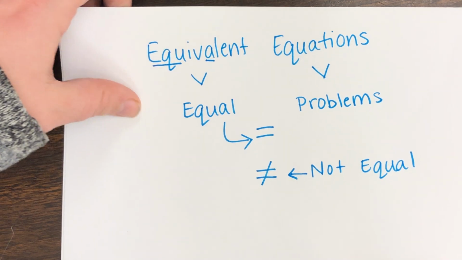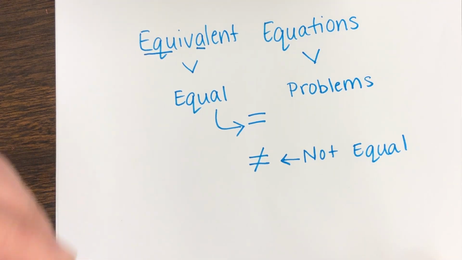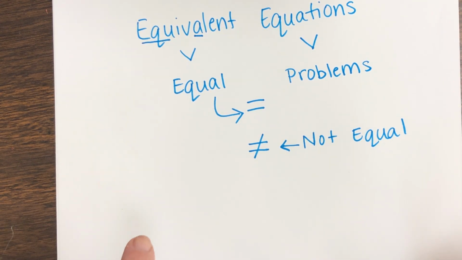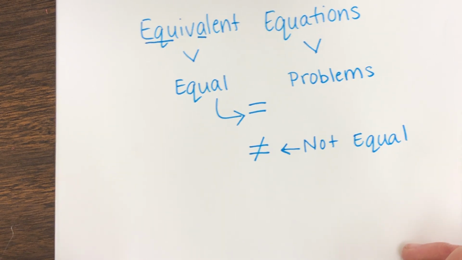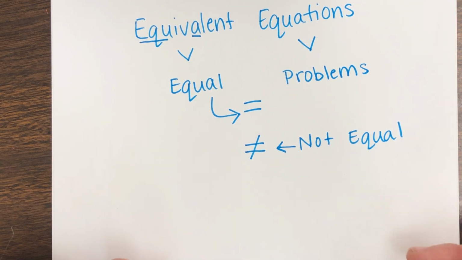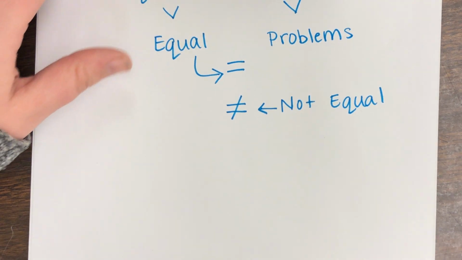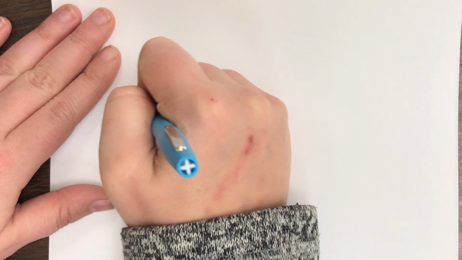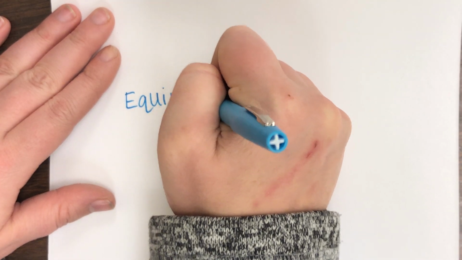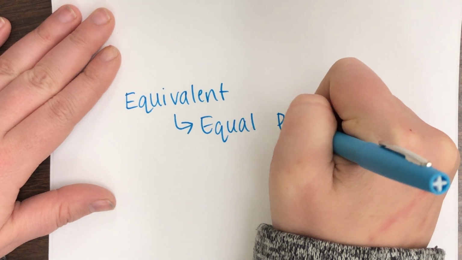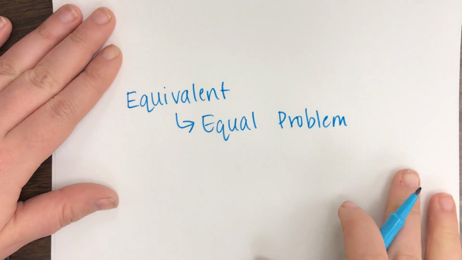First of all, we need to talk about the types of problems we're looking at today. We're looking at problems that have different operations on both sides. So it could be adding on one side and multiplying on the other, subtracting on one side, dividing on the other. Basically what we're doing is trying to see if those two different problems on either side of the equal sign are equal or not equal. And I'm going to show you exactly what that means. First of all, let me show you an equivalent equation. An equivalent equation means that it is an equal problem, okay? So we're looking at equal problems right here.